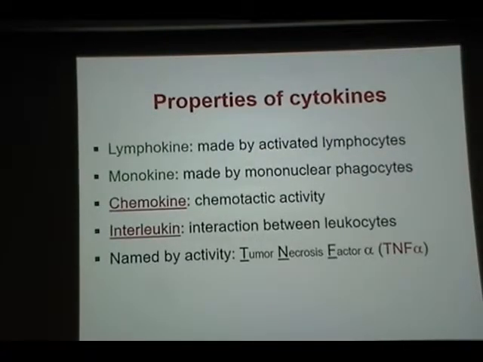So if you read some papers from many years ago, cytokines have different types of names, like lymphokines, because they are produced by lymphocytes to interact with other lymphocytes, or monokines, the small peptides made by mononuclear phagocytes, and chemokines, interleukins, even tumor necrosis factor alpha, TNF alpha. Right now we just call all these different names cytokines. They are all in the cytokine category.